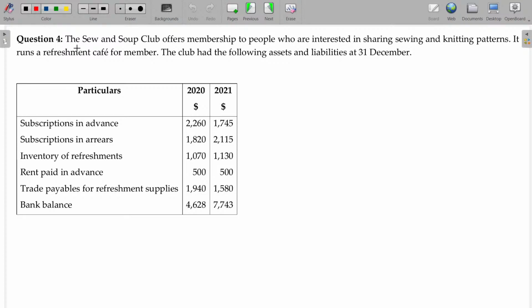Question number 4. The Sew and Sew Club offers membership to people who are interested in sharing sewing and knitting patterns. It runs a refreshment cafe for members. The refreshment cafe will be treated as a business, and for that you can prepare an income statement. The rest will be an income and expenditure account.